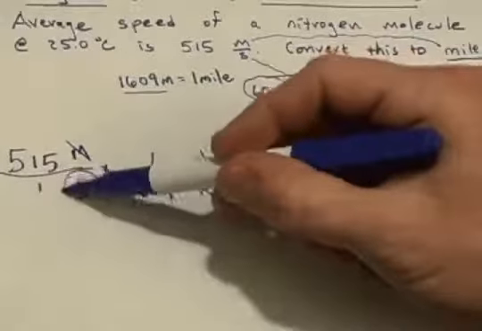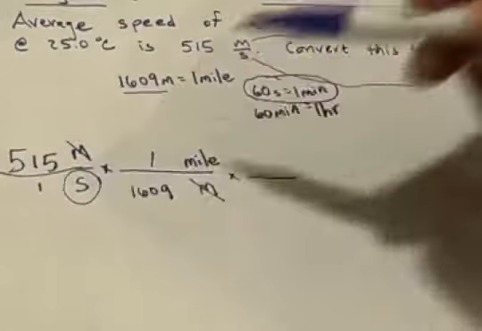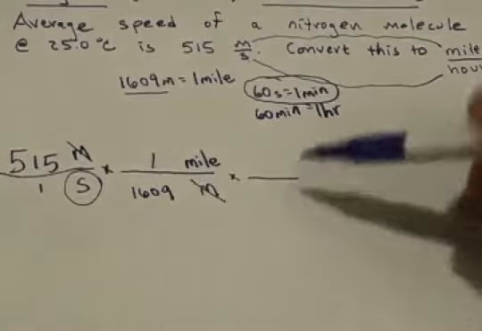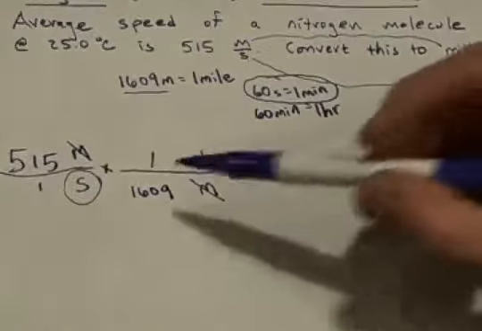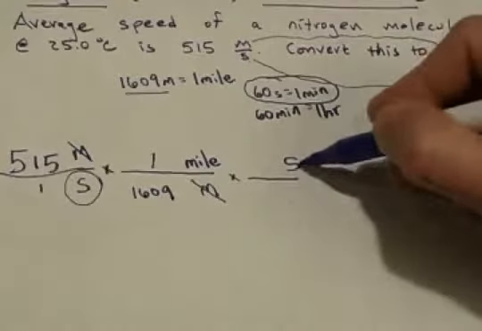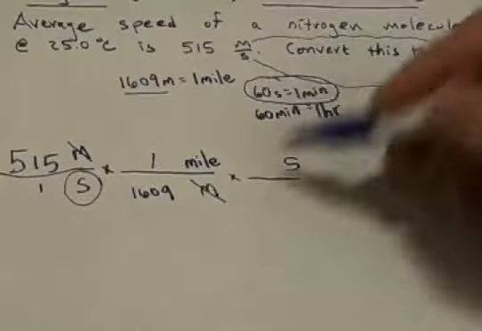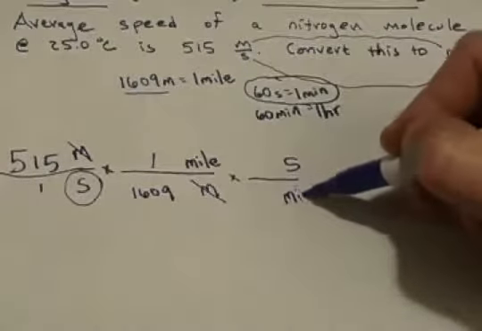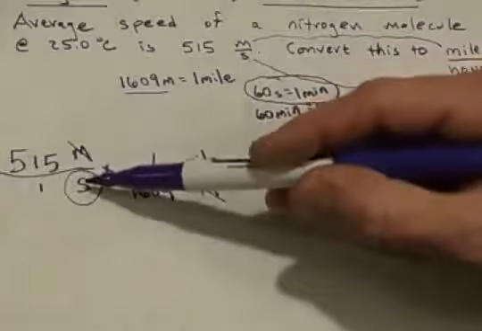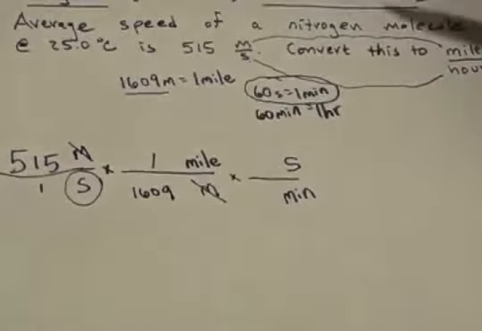Notice where the seconds are in this fraction. I want to put seconds in a position where it's going to cancel right here. So where would I put seconds? Since it's on the bottom of the fraction here, I'll put seconds on the top, and then I will take my minutes and I'll put it on the bottom. Notice now I put the seconds, the thing that I want to cancel, on the top, so it will cancel with the one on the bottom.